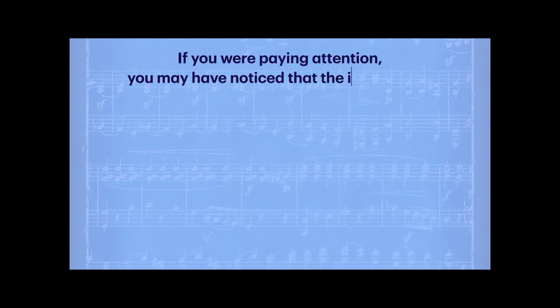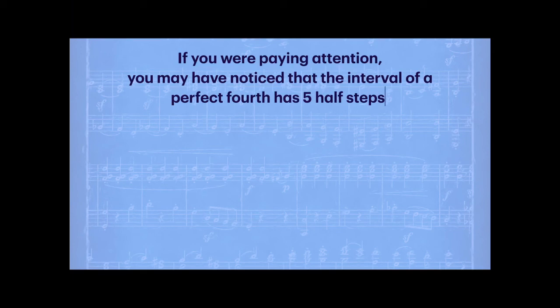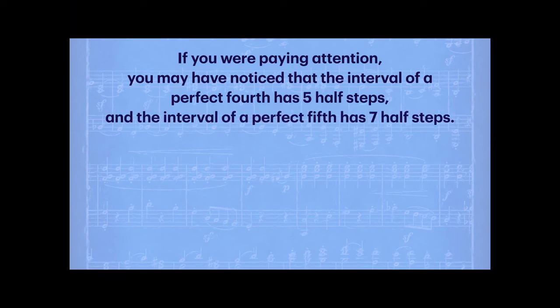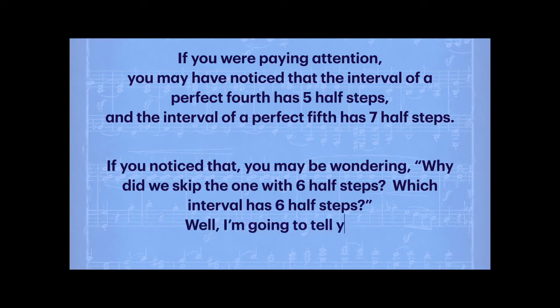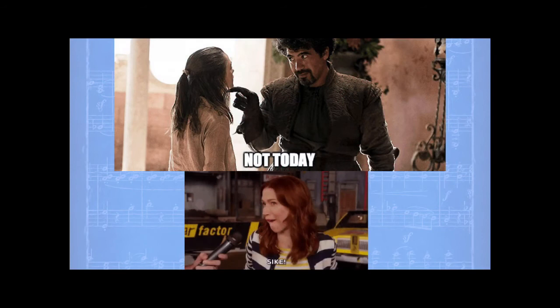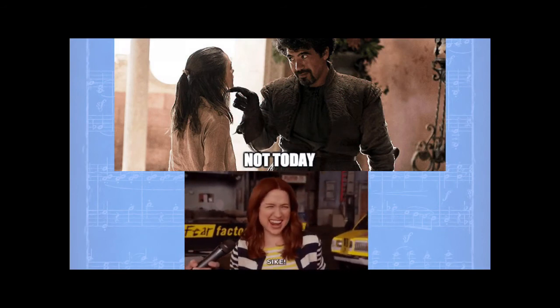If you were paying attention, you may have noticed that the interval of a perfect fourth has 5 half steps, and the interval of a perfect fifth has 7 half steps. If you notice that, you may be wondering, why did we skip the one with 6 half steps? Which interval has 6 half steps? Well, I'm going to tell you, but not today. I promise we'll get to this in a future lecture.